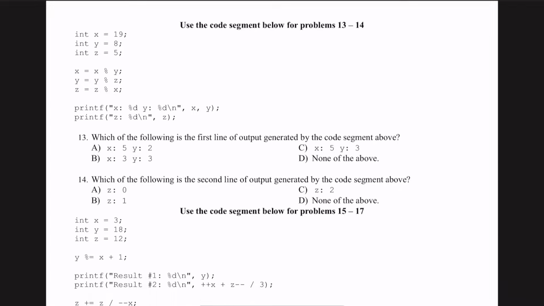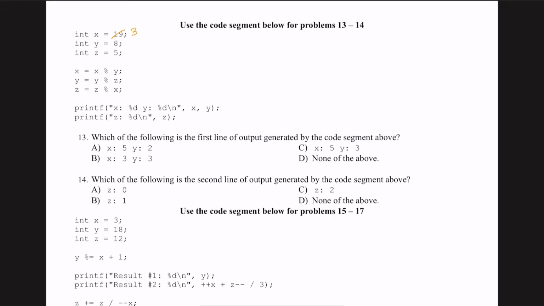All right, question 13. We're continuing to look at modulus. So we have three integer variables, and we're looking for x and y. Well, here we have x equals x mod y, or 19 mod 8. Remember that modulus is our remainder, so 19 divided by 8, you get two whole groupings to form 16, and then you have 3 left over. So therefore, x is equal to 3.